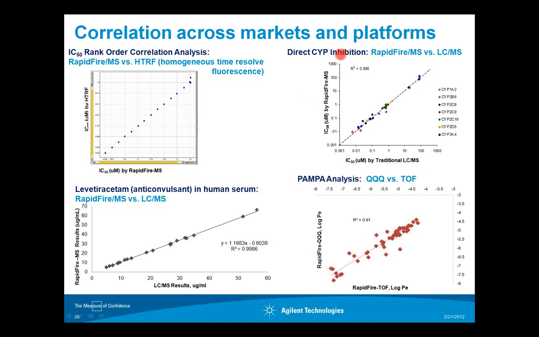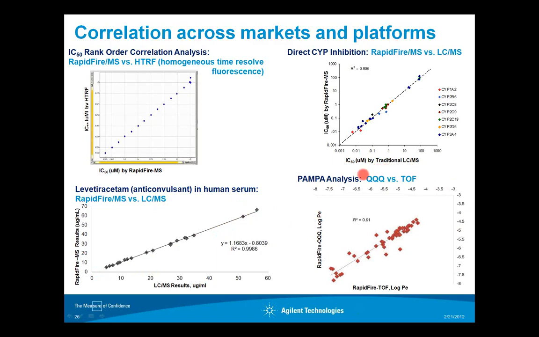Another example here, we're looking at CYP inhibition. Here, RapidFire MS, this is an in vitro ADME assay, versus LCMS. You can see, again, a nice correlation. This is looking at an anticonvulsant compound. Here we're demonstrating that even in matrices such as human serum, we're able to see a nice correlation in results between RapidFire and LCMS.